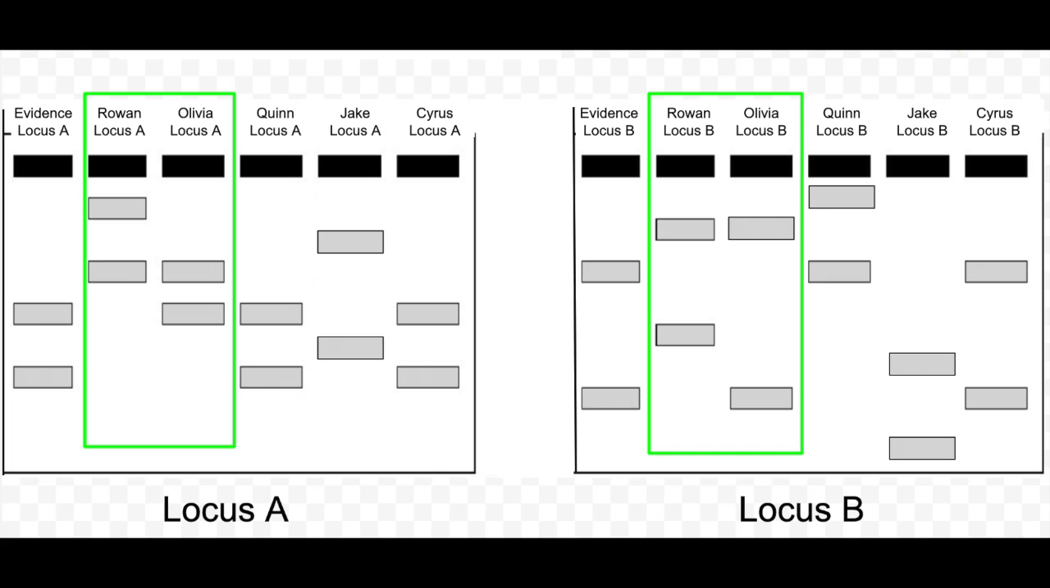We can also see that our DNA fingerprinting analysis is consistent with Rowan being the biological parent of Olivia. We see that Olivia has one allele from her father in both loci, showing us that Rowan has the potential to be her father. Looking at more loci would confirm this claim.